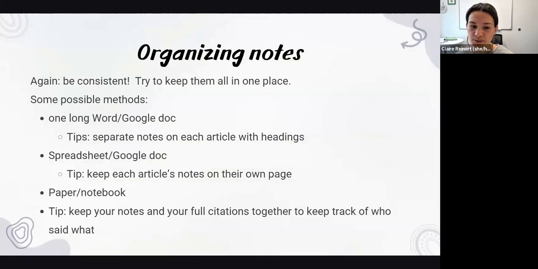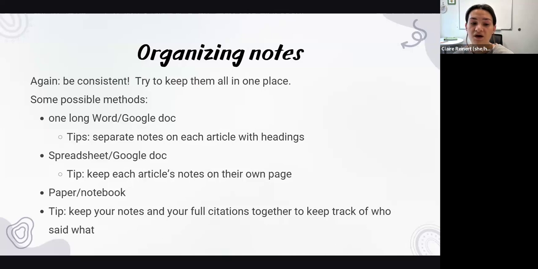So some possible methods. This first one is the one that I personally use. One long Word doc. It's usually tons and tons of pages long. So I take notes on each article and I separate them out with headings. That way I can tell, so here's this article and then here's this article, and I don't get confused about which notes belong to which article.